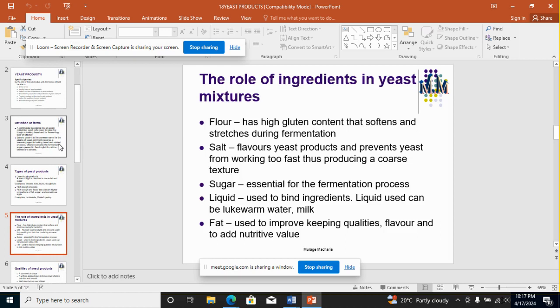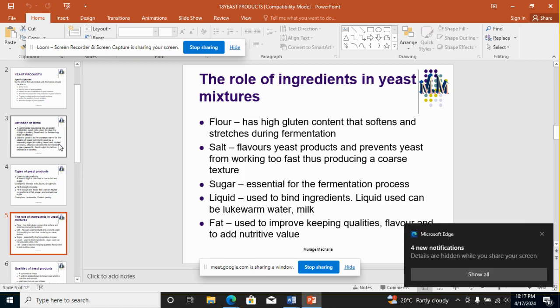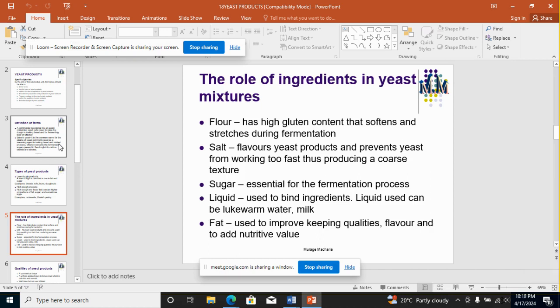Now we are going to look at ingredients and their role, because each and every ingredient that is used when we are baking has got its own role. Number one, we have flour. I'm going to list the ingredients and then I'm going to emphasize their roles. We have flour, salt, sugar, and liquid. Liquid can be either milk or water. You also have fat.